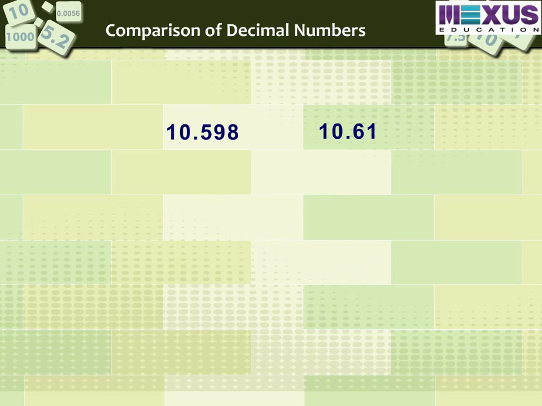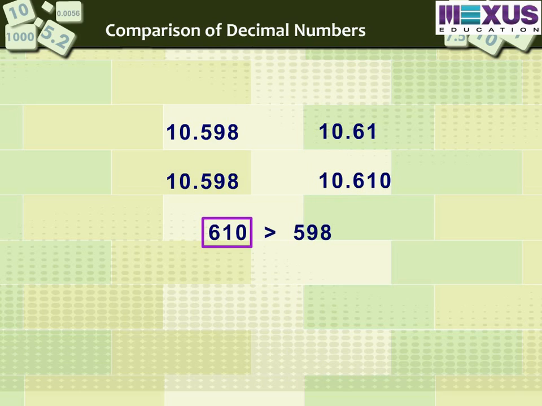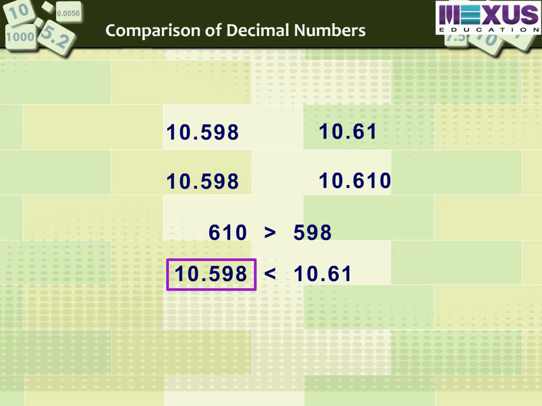Sometimes they may not have the same number of decimal places to the right of the decimal point. Just add 0 or zeros in this case. For instance, compare 10.598 with 10.61. Add a 0 after 61 to get 10.610. Now 610 is bigger than 598. So 10.598 is less than 10.61.